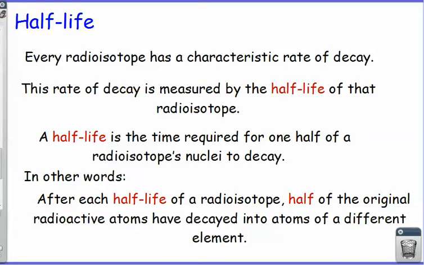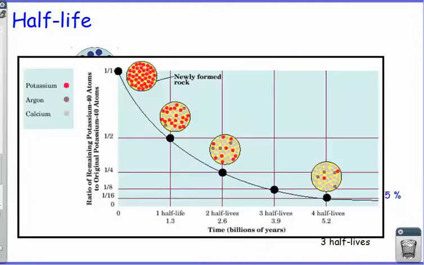Next, we're going to talk about half-lives. Every radioactive isotope has a characteristic rate of decay. So we determine this rate by measuring the half-life. The half-life is the time required for 1/2 of the radioactive isotope's nuclei to decay. So once a half-life occurs, you're going to have half of the original amount that is still radioactive. The other half will have decayed into another isotope.